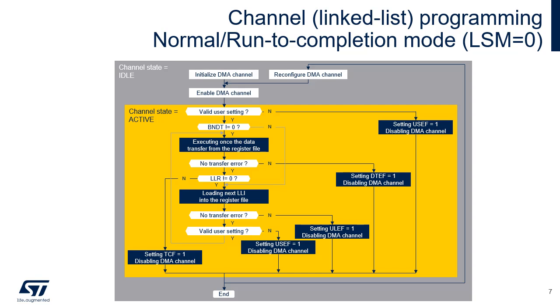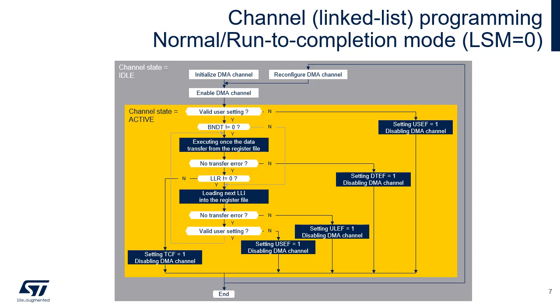LLI 0 may consist of a first data transfer if BNDT is not null, followed by the next LLI 1 loading if LLI register is not null. Then the next LLI is loaded and an iteration occurs. See the rising arrow between valid user setting tests and executing once the data transfer from the register file. Initializing LLR with value 0 completes the channel transfer at the end of the currently active LLI.